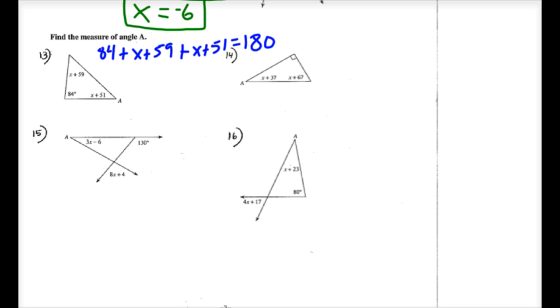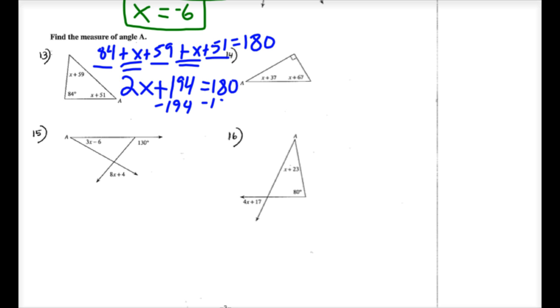Again, if you combined all your like terms in the first step, that's okay. What do all the constants add up to? Let's maybe put our x's first. What's x plus x? 2x. And then, what do all the numbers add up to? 194. 194 equals 180. It's just a two-step equation now. Again, I do think we're getting a negative value here. Subtract 194. 2x equals negative 14. x equals negative 7. Somebody else get x equals negative 7?